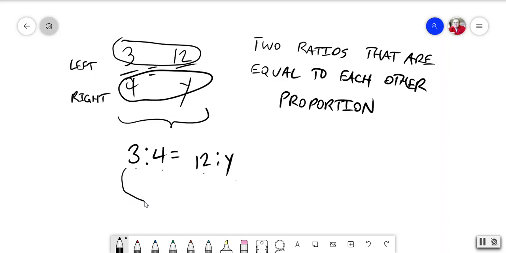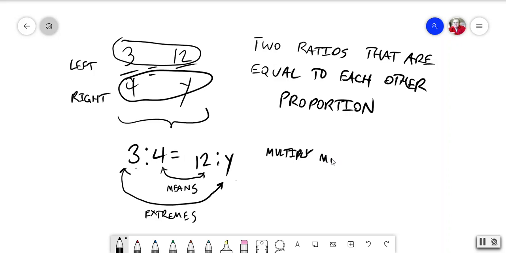The two numbers, or in this case a number and the variable, on the ends are called extremes when you write it in this notation, because they're on the extreme outermost sides. The ones in the middle are called the means. In this context, the word mean just means middle. Like an average is a mean, because what is an average? It's in the middle of all the scores or heights or numbers or data points that you have. So you say multiply means and set equal.